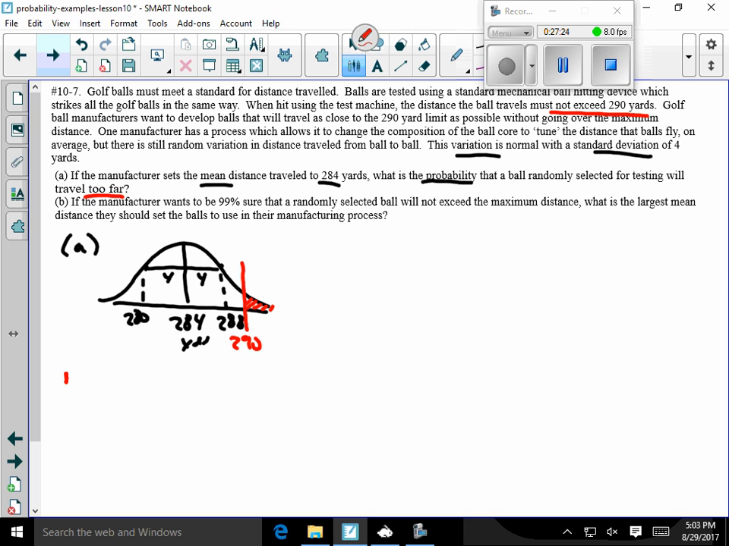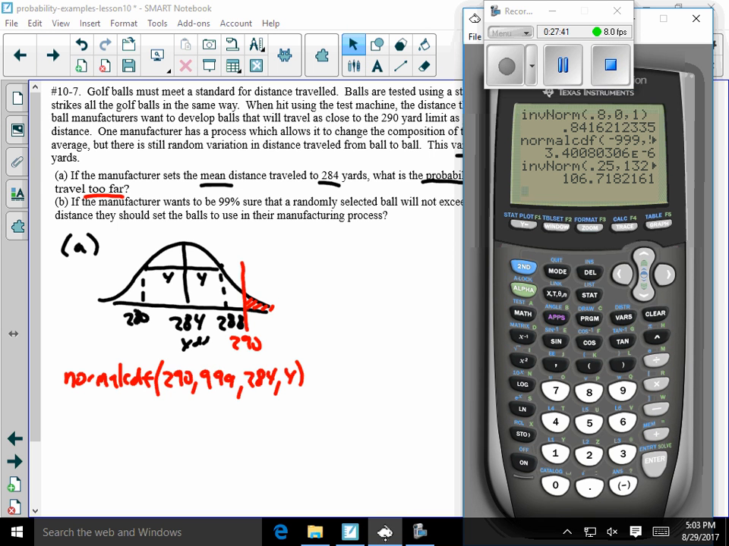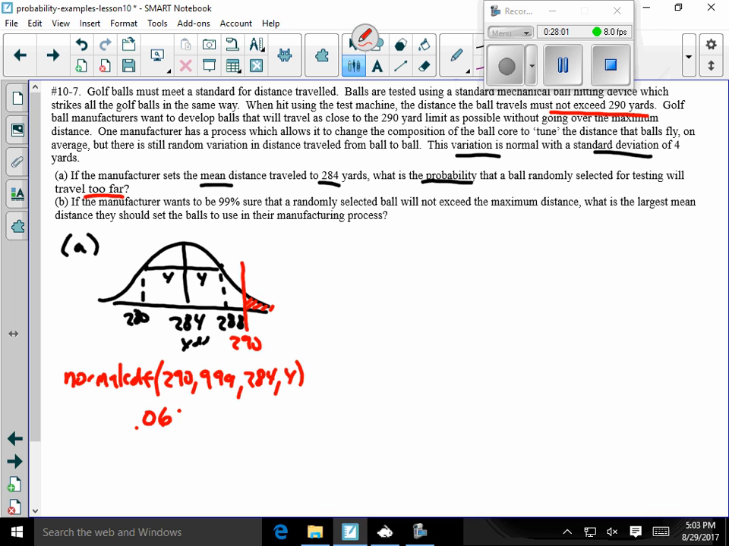So I could use a normal CDF function to calculate that, right? Normal CDF, with the lower boundary 290 out to something representing infinity, 999, when we've tuned the mean to 284 and we have a 4 for the standard deviation. That would be 0.0668.